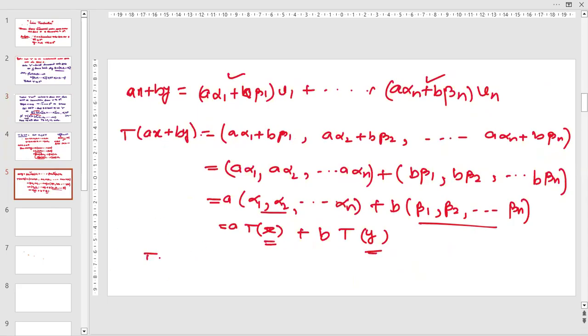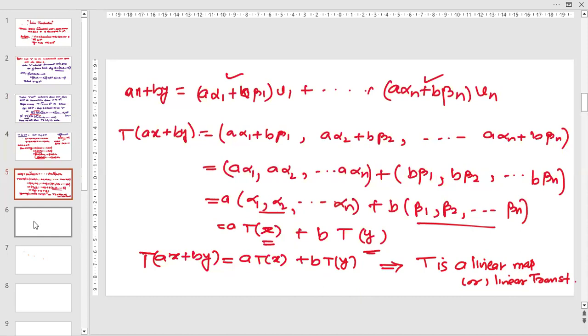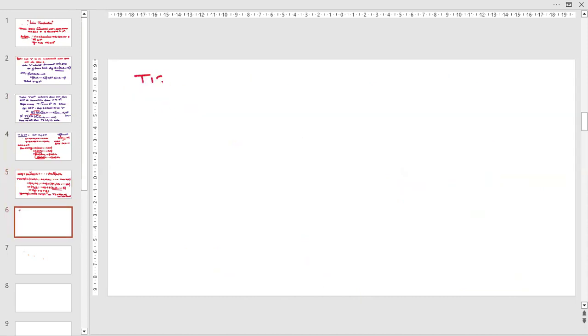So we have got T of ax plus by is equal to a T of x plus b T of y. So this is the criteria for linear transformation. This means that T is a linear map or linear transformation. Fine. So next we will show that T is 1, 1.